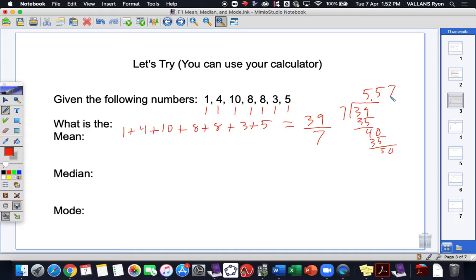Median, I have to put it in order. So the first number is a 1. Then I have a 3. Then I have a 4. Then I have a 5. Then I have an 8. Then I have an 8. And I have a 10. Then I got to figure out the middle number.